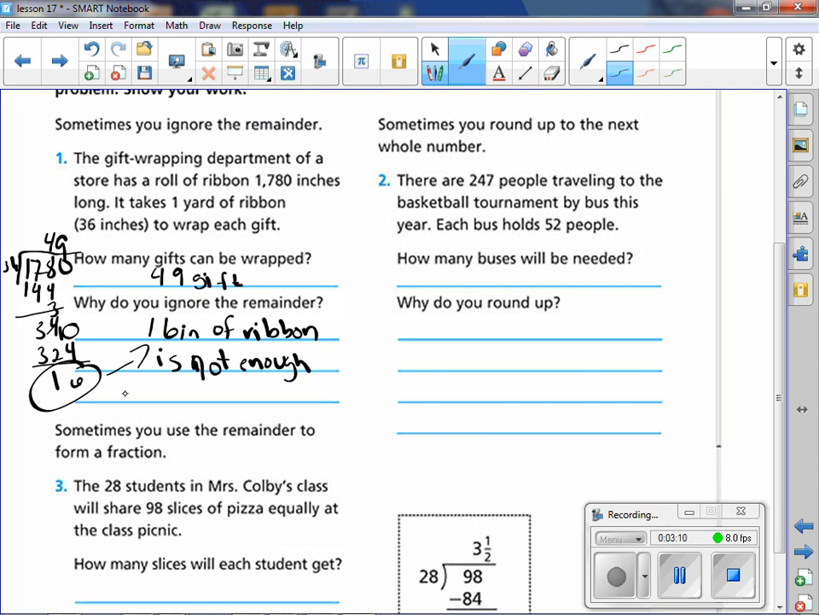Okay, so let's look at the next one. There are 247 people traveling to the basketball tournament by bus this year. Each bus holds 52 people. First, you might ask yourself, do all those people need to get to the game? Hopefully you said yes, they have tickets, they've paid for it, they need to go, right? So we're going to divide that 247 by 52. You can think about what you might want to do with that remainder.